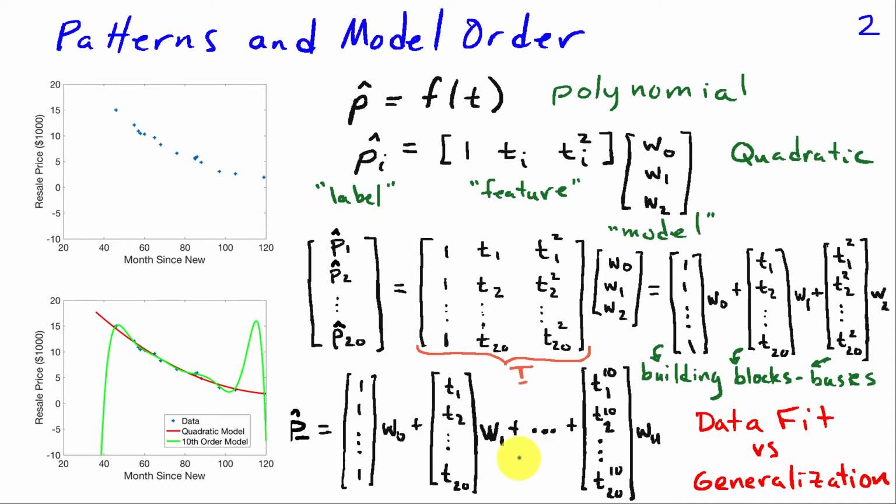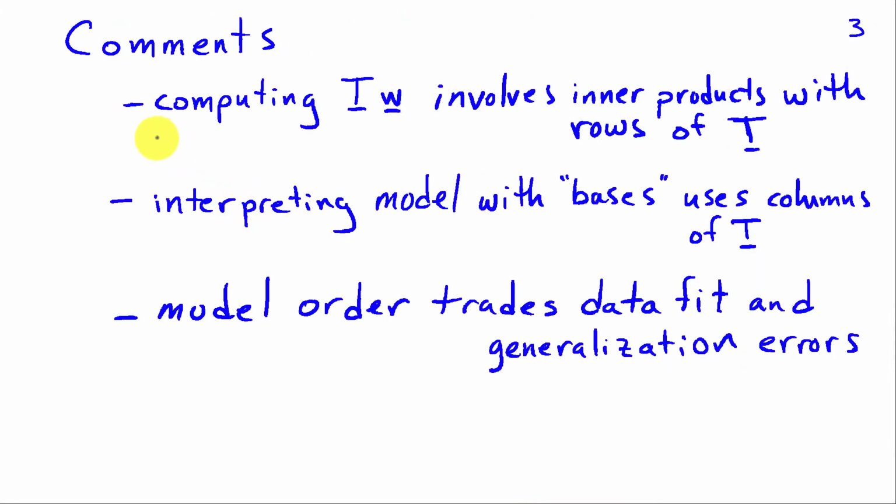If we use a very simple model, we may not be able to capture the trends in the data accurately enough. But if we use an overly complex model, then we may be capturing behavior that's not real and doesn't reflect underlying trends. So later in the course we'll talk about some principled ways for choosing the order of the model. So what have we learned from this particular example?